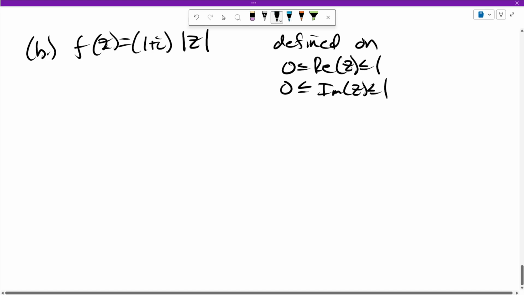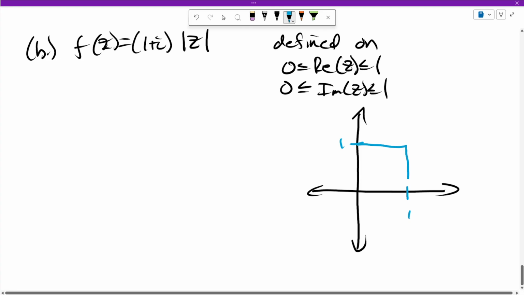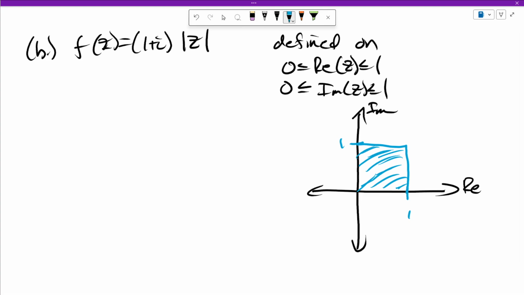Let's just graph that, because I think it's our first time talking about the unit square. So if we go over to 1 and 1, these are all numbers that have real part between 0 and 1 and imaginary part between 0 and 1. So again, here's our real axis and our imaginary axis. Okay, so that's the square, and it's inclusive everywhere.